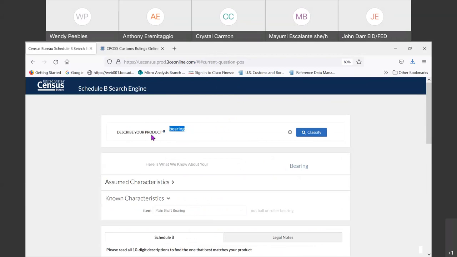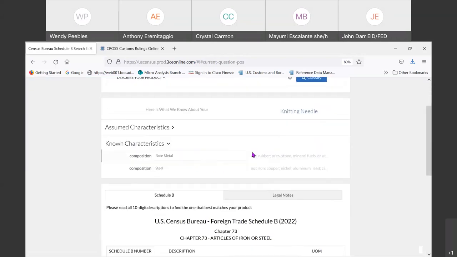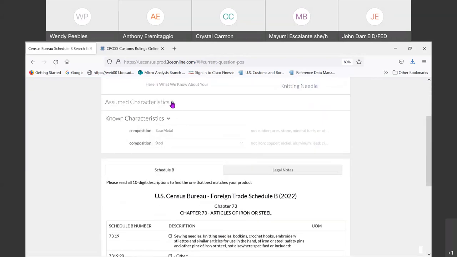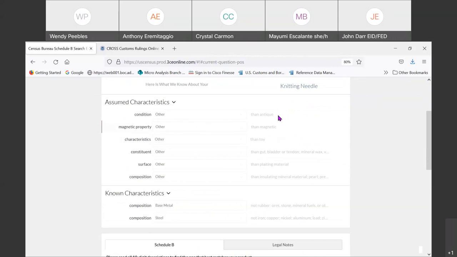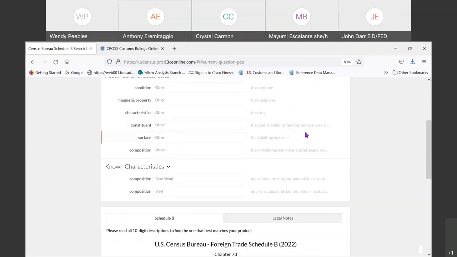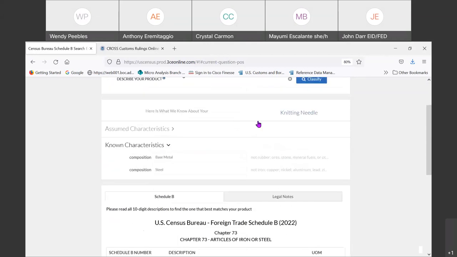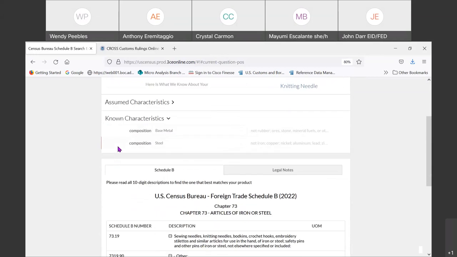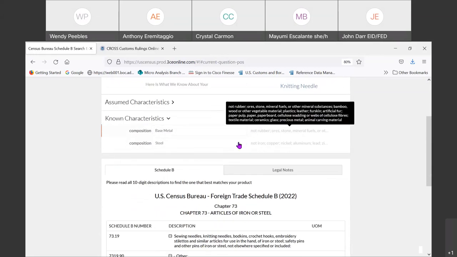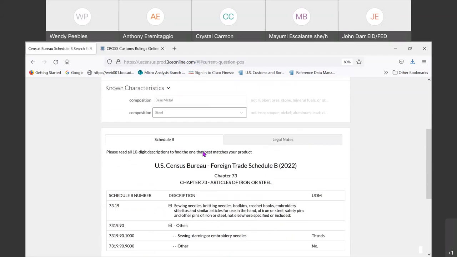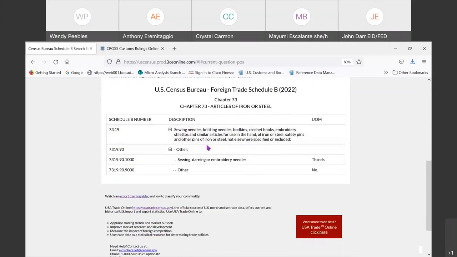So for the knitting needles, we would use that as our describe your product. It's making some assumptions. It's assuming that it's not an antique, it's not magnetic, it's not a toy, and some other things. If all of those things are correct, then you can just leave the assumed characteristics as they are. And some things that it knows is that the composition is a base metal or steel. So it takes us to 7319.